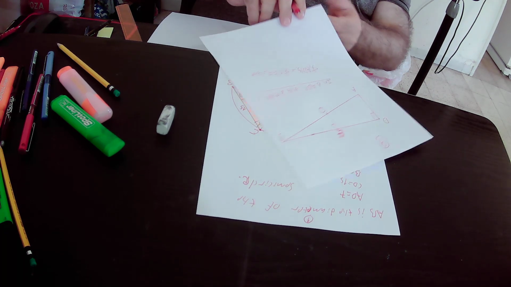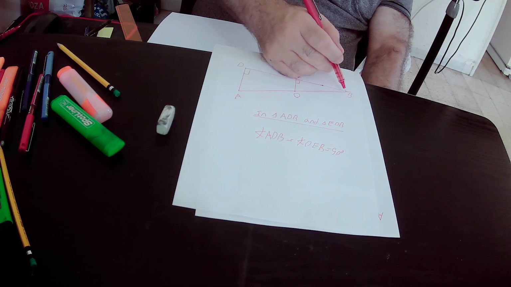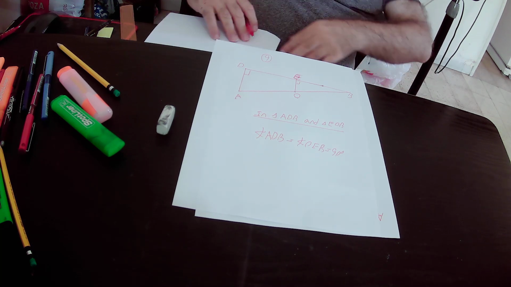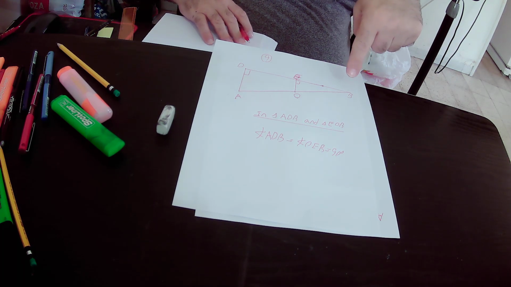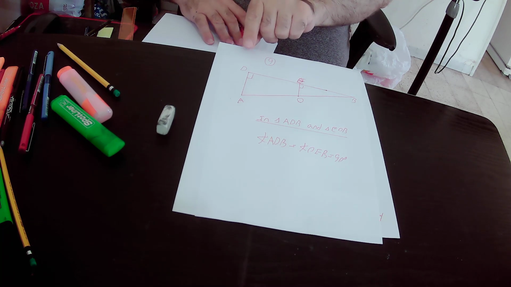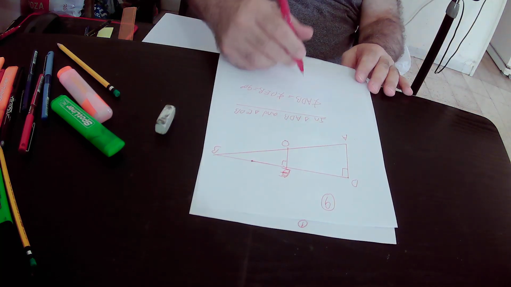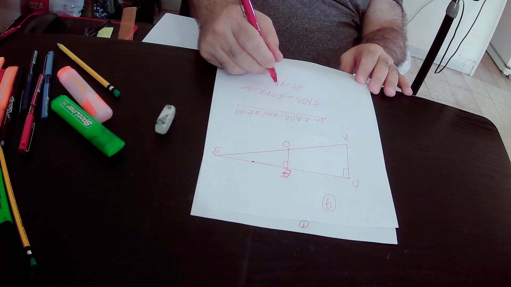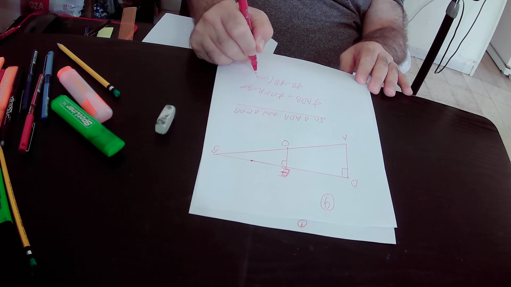We also have angle B, which is a common angle. Angle B belongs to the small triangle EOB, and angle B also belongs to the big triangle ADB. So angle B equals angle B. It is a common angle that belongs to both triangles.